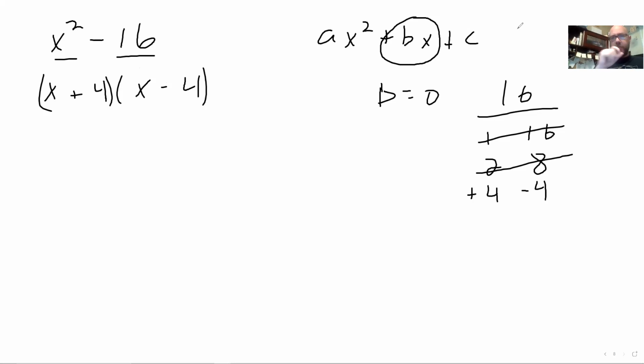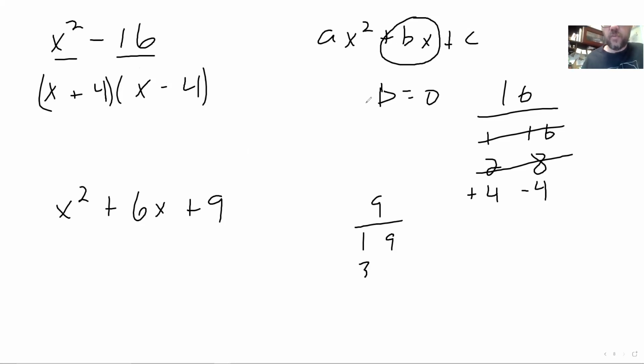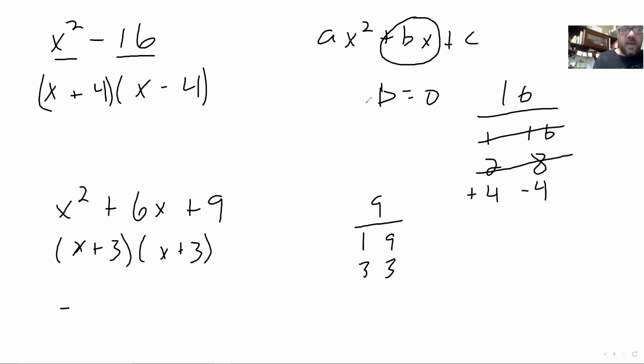So let me show you one other one. Let's say I have x squared plus 6x plus 9. So now I need two numbers that multiply to be 9 and add up to be 6. So 9 could be 1 and 9, or it could be 3 and 3. And I think it's pretty clear that I want 3 and 3 here. So these two things are the same. 3 and 3 are my a and b. So what I have is x plus 3 and x plus 3. And so I would write that as x plus 3 squared. It's two things that are the same being multiplied by each other.